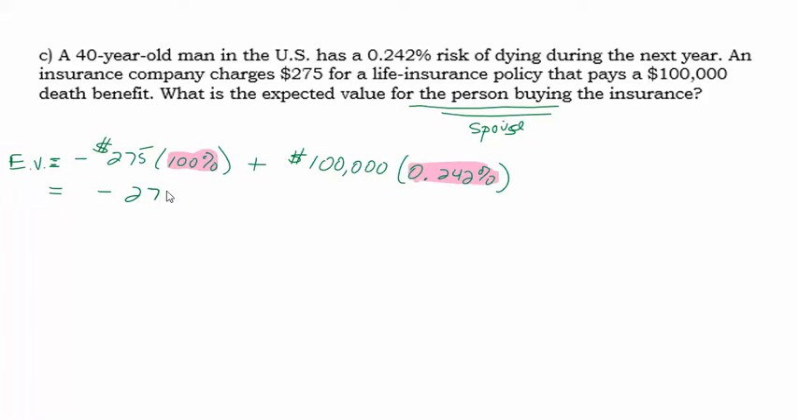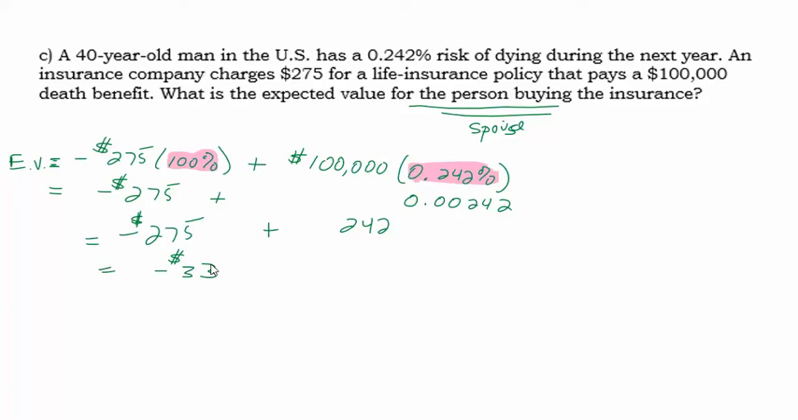So we know we're going to lose $275, and then we take 100,000 and move the decimal 2 places, so you're going to end up multiplying by 0.00242. I got $242. So the expected value of this policy to the person is negative $33.